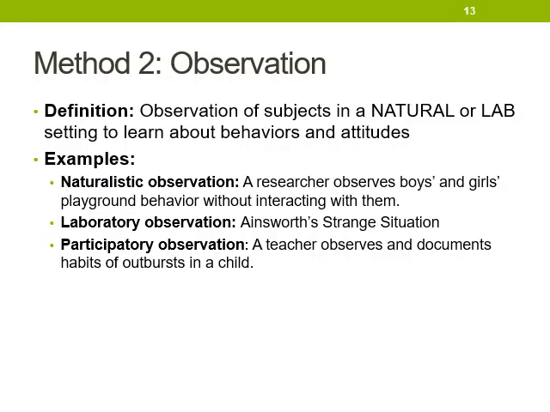Method 2 is observation, and this would be observing subjects in a natural or lab setting to learn about their behaviors and attitudes. And we'll talk about 3 types of observation. In naturalistic observation, a researcher is going into a natural setting where the children are, like, for example, the playground at recess. And he's not, or she isn't interacting, just observing what's happening.